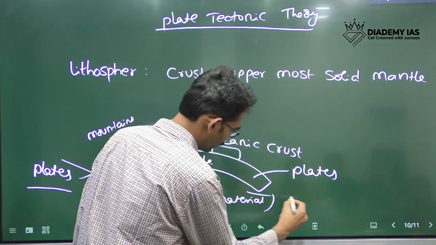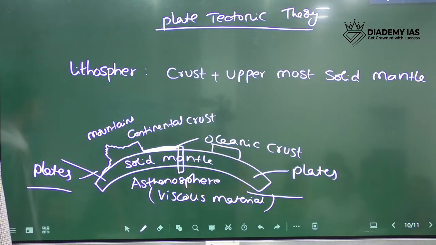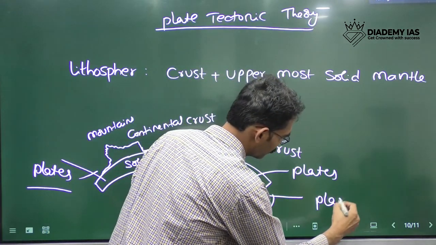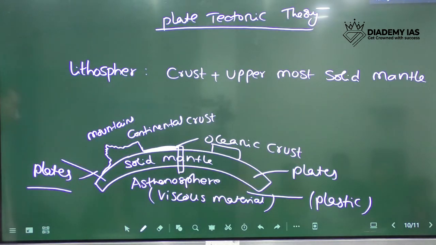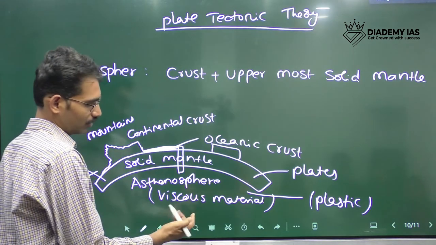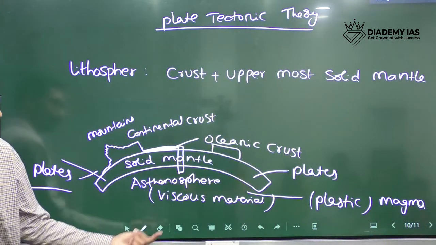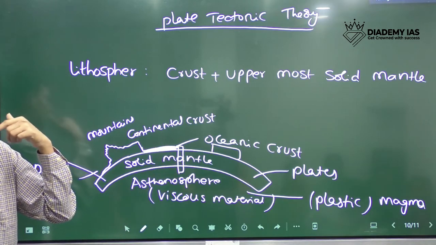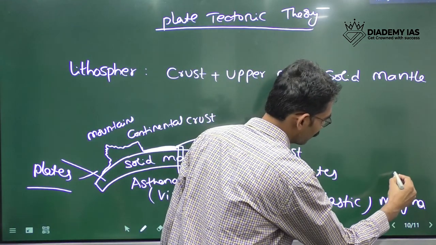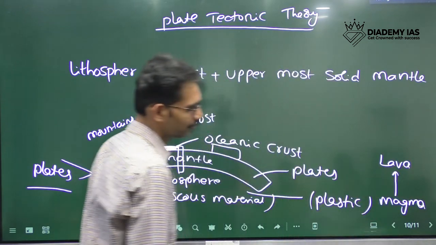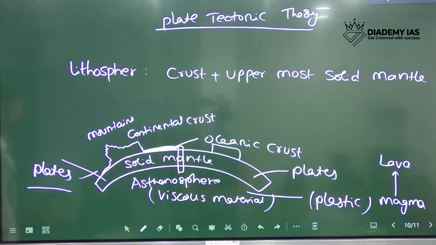Now this one is in which state, solid or liquid? Asthenosphere. Plastic material. So movable material. It is movable. And this we are calling as magma. When this magma comes out of any break on the surface of the earth, we are calling it as lava. So if magma comes out of the surface, that becomes lava. And this activity we are calling volcanic activity. So volcano means the magma.